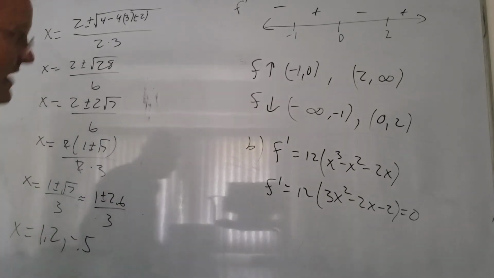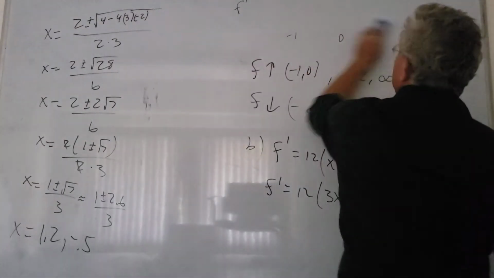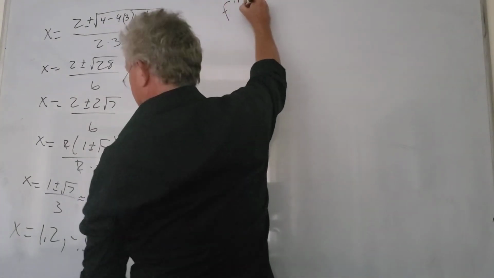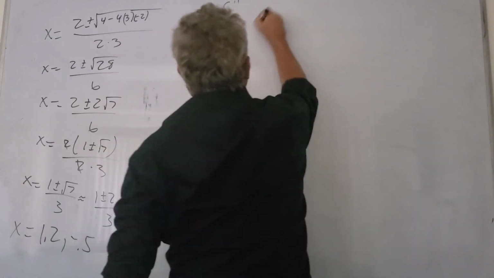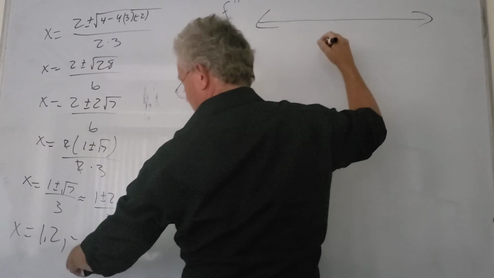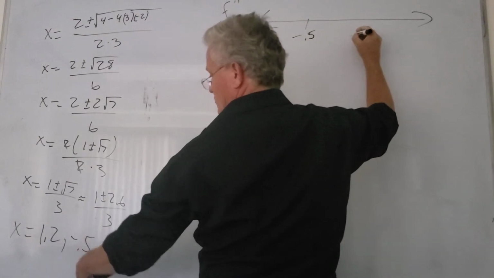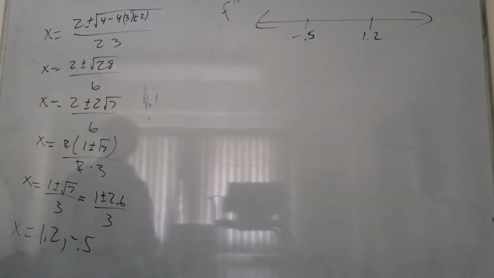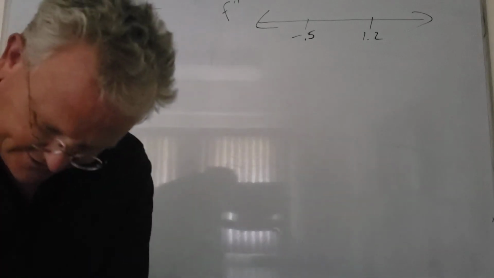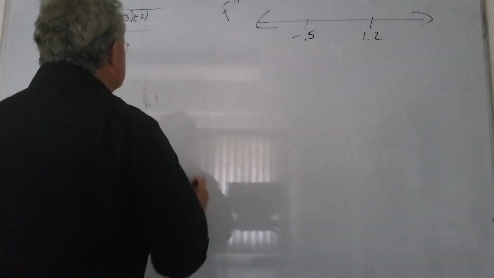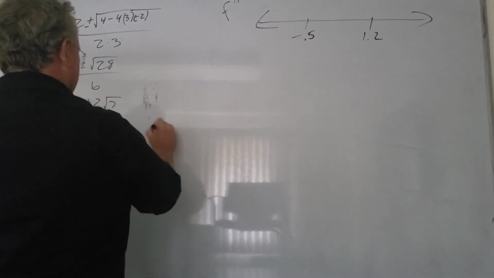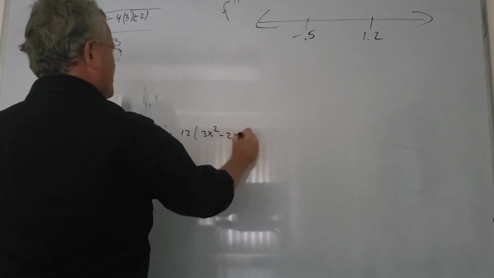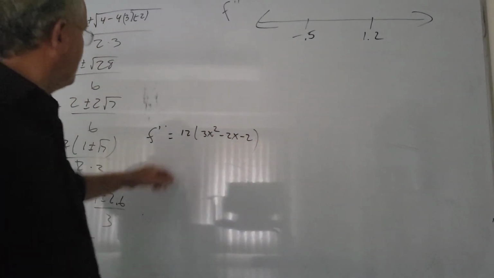So, now what about the concavity? Well, the concavity has to do with the second derivative. So our second derivative, our critical numbers for the second derivative are minus 0.5 and 1.2. And we want to look at the sign behavior of the second derivative. So I erased it. Let me find the factored form of my second derivative, which, if you recall, is 12 times 3x squared minus 2x minus 2. So here's our second derivative.